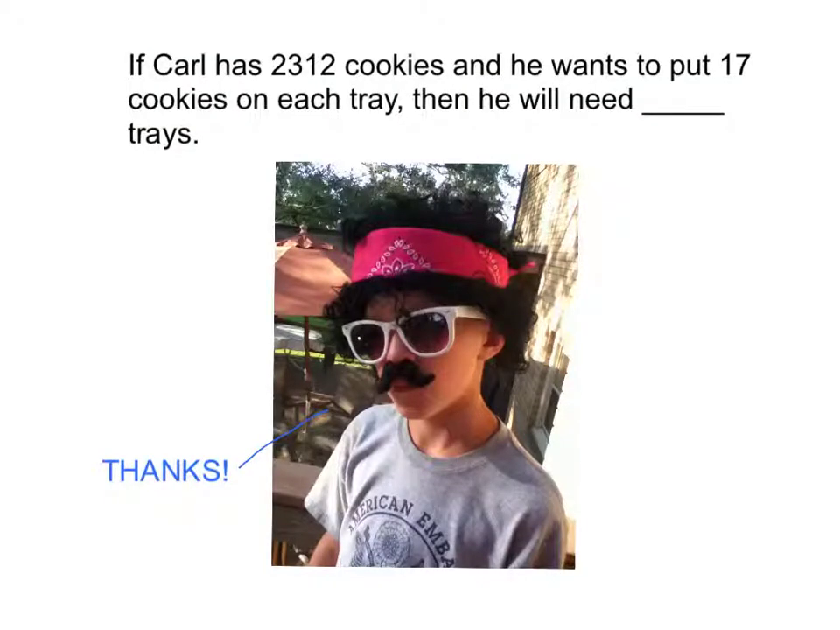If Carl has 2,312 cookies and he wants to put 17 cookies on each tray, then he will need 136 trays.